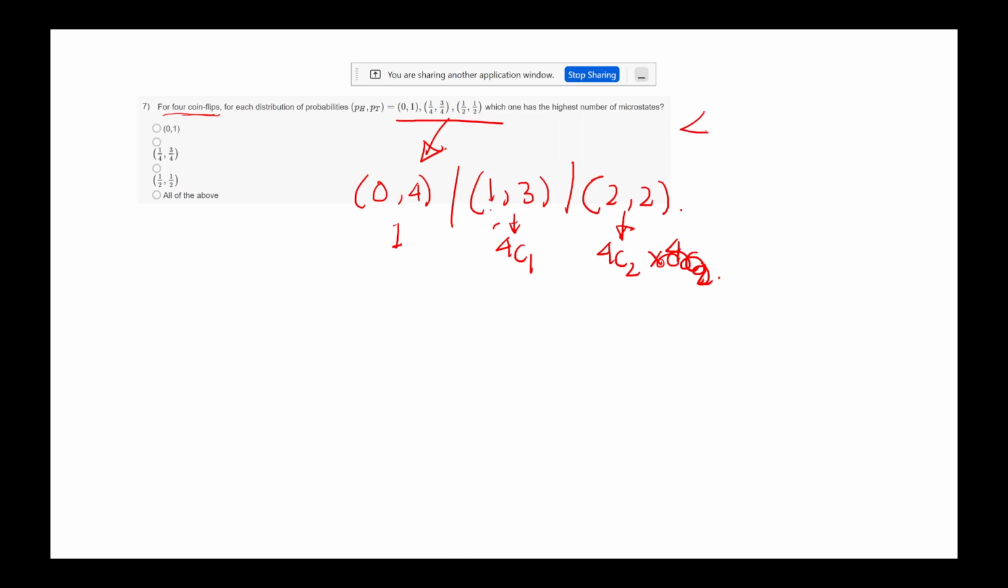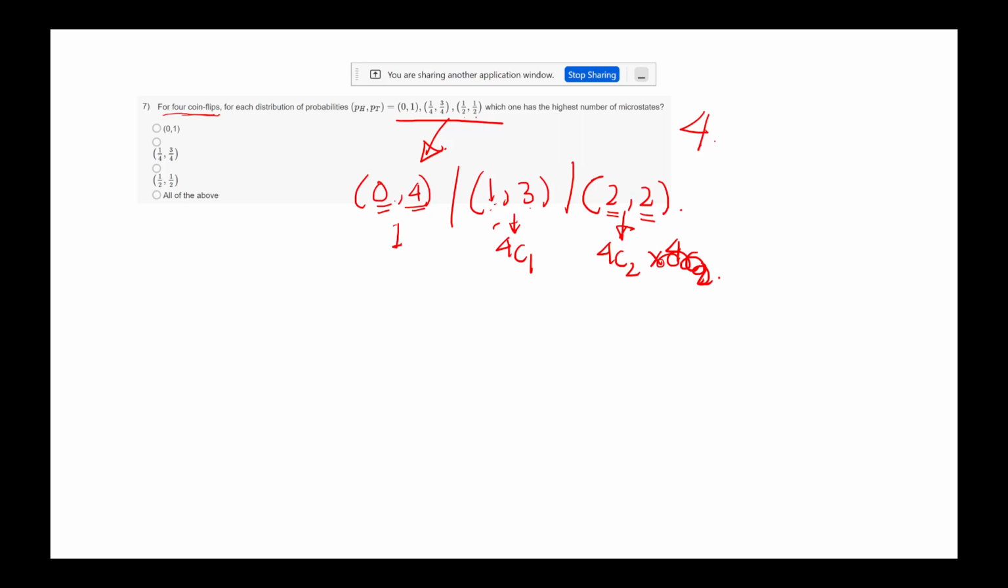Here the total number of trials is 4. Now if the probability is 0 for head and probability of tail is 1, it means tail always comes. How many times do tails come then? 4, and head 0. And if the probability is 1 by 4 for head, then in 4 trials head comes only 1 time and tails come 3 times. And here, since the probability is half and half, 2 times tail appears and 2 times head appears. Now this is the distribution, right?